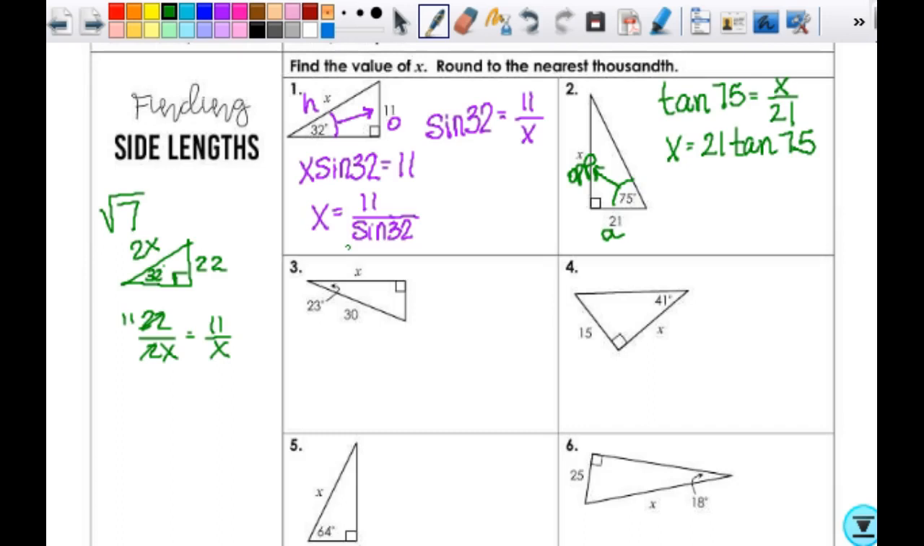So those are things that can help you with a reasonable answer. And again, you'll recognize them more if you just at least think about it. All right, so let's go ahead and type these in. Or actually, just type in number 1 and stop for a second, and then we want to talk about number 2. So we're going to do 11 divided by the sine of 32.